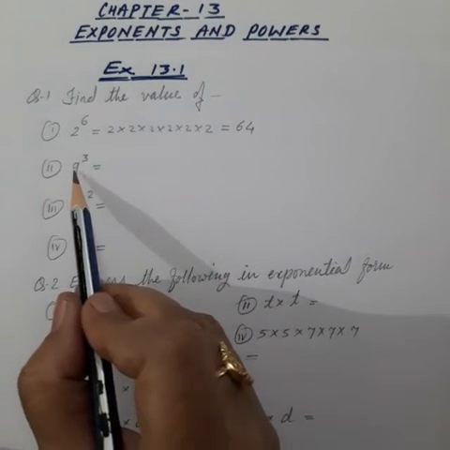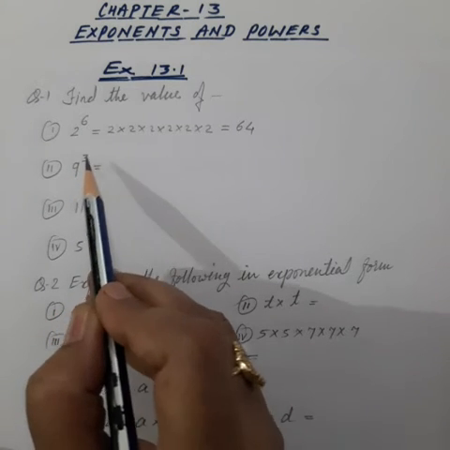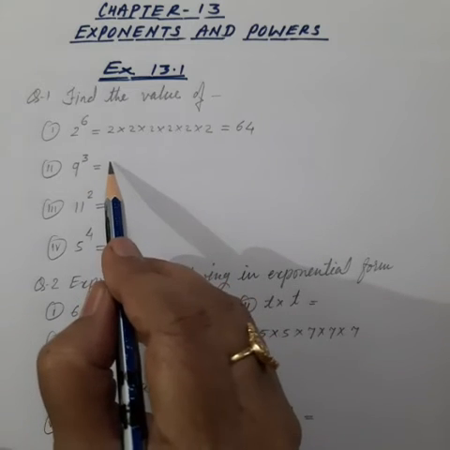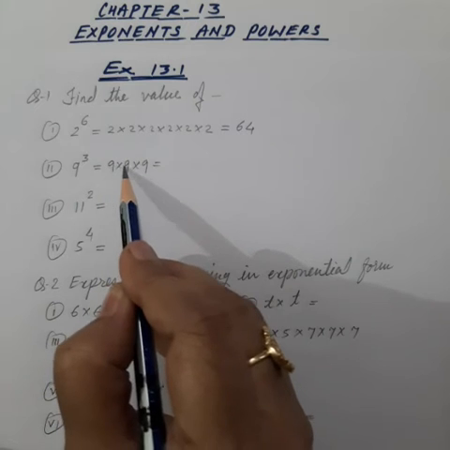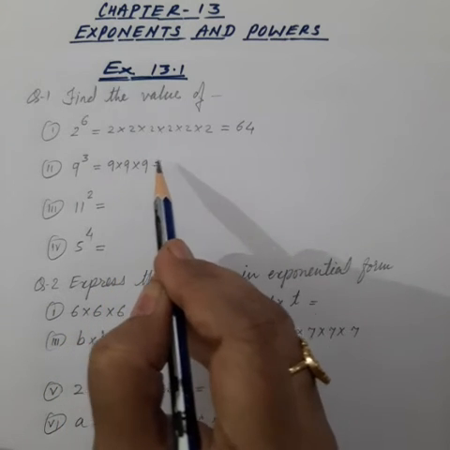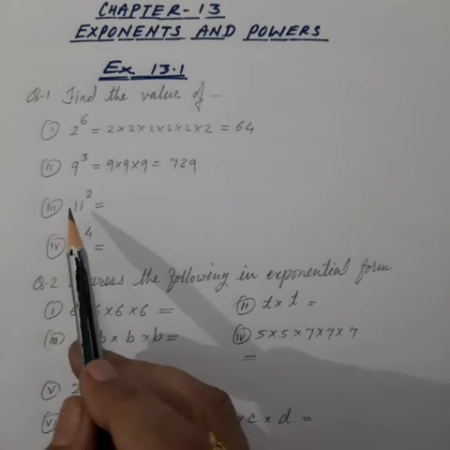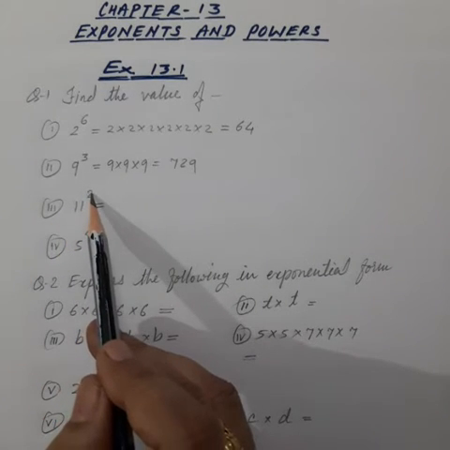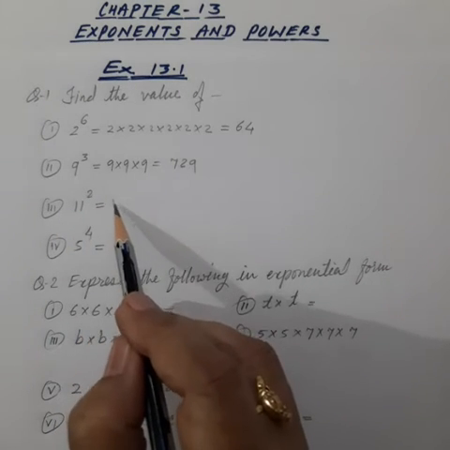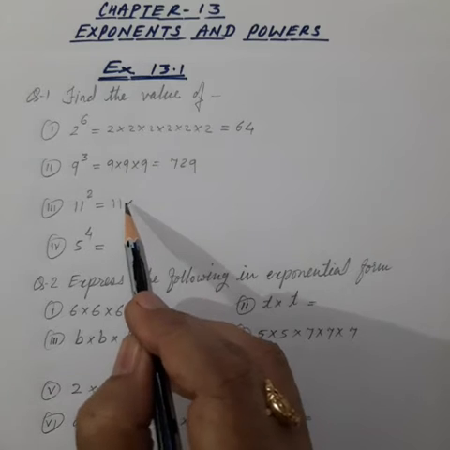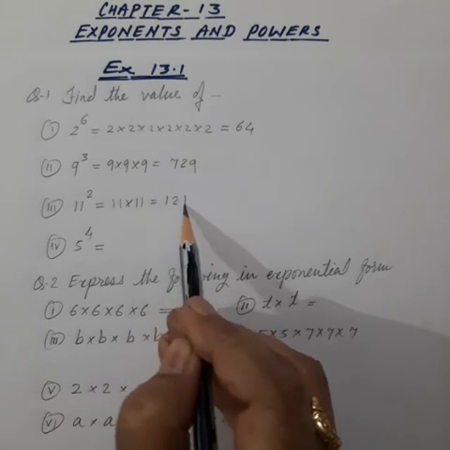Second, 9 raised to the power 3. Third power is called cube. 9 cube. 9 is repeatedly multiplied 3 times. 9 into 9 into 9. 9 9s are 81, 81 9s are 729. Third, 11 raised to the power 2. Second power is called square. 11 square. 11 is multiplied by itself 2 times. 11 into 11. 11 11s are 121.